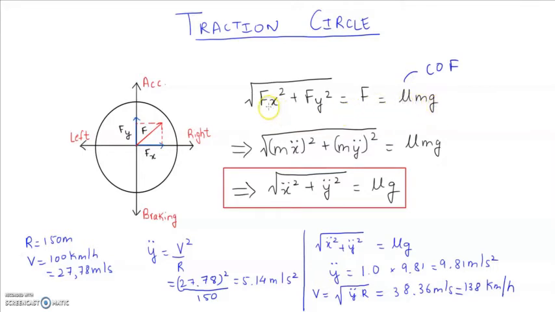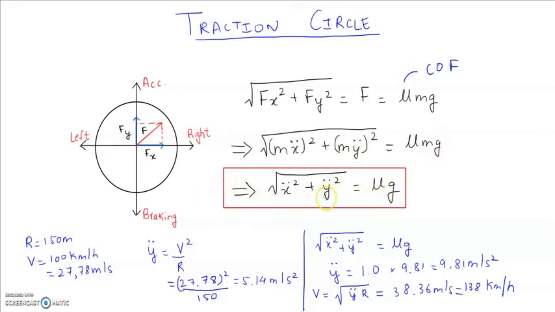Like I said, Fx is the lateral force. So here I just interchanged the places. Fx squared is the square of m, the mass of the vehicle, multiplied by the lateral acceleration, and Fy squared is the square of the mass of the vehicle multiplied by the longitudinal acceleration. Simplifying this equation further, we get rid of the mass of the vehicle, and we are left with this term over here.